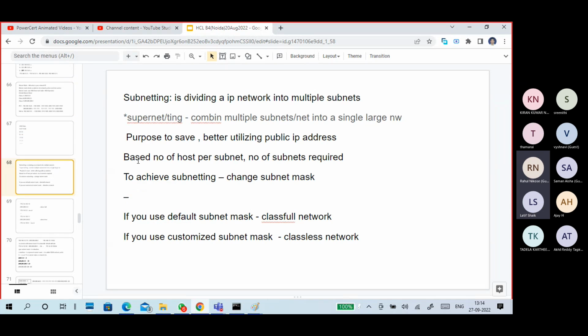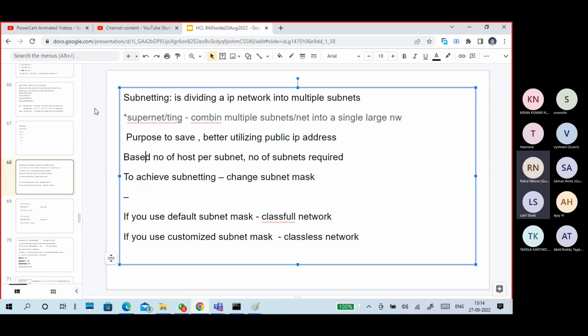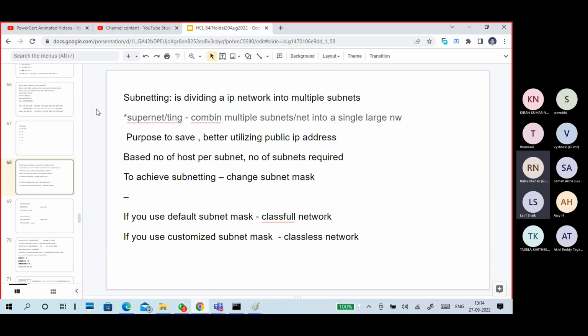Last point I will tell here. What is subnetting? What is a subnet mask and changing of the subnet mask? Why should we change the subnet mask for subnetting? Subnetting is dividing an IP network into multiple subnets, small networks.